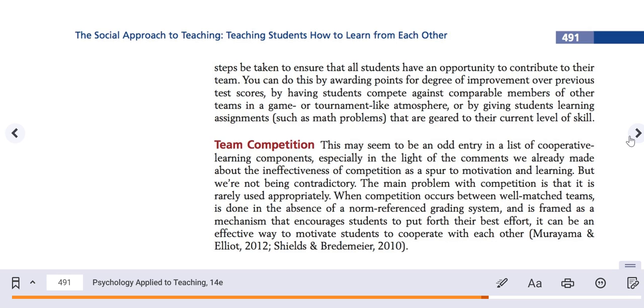You can do this by awarding points for degree of improvement over previous test scores, by having students compete against comparable members of their teams in a game or tournament-like atmosphere, or by giving students learning assignments, such as math problems, that are geared to their current level of skill.